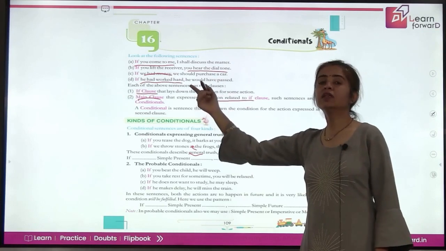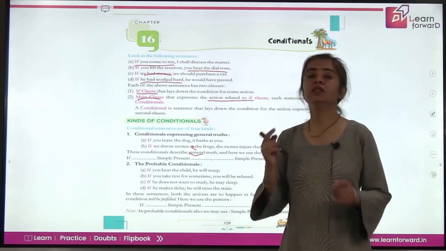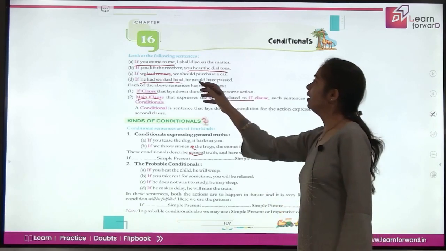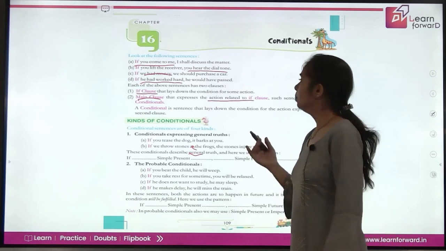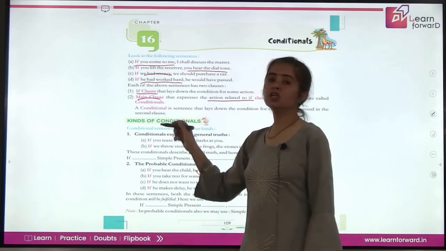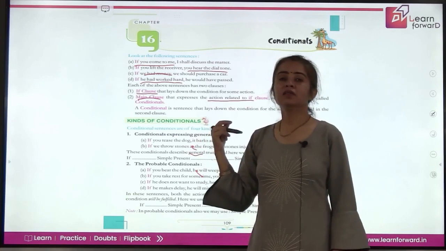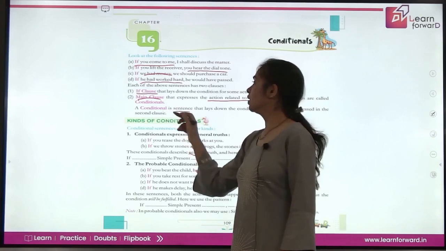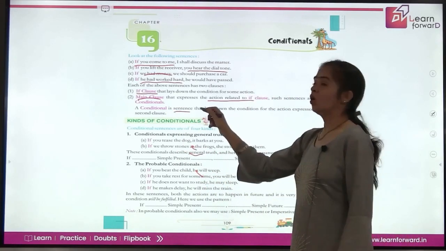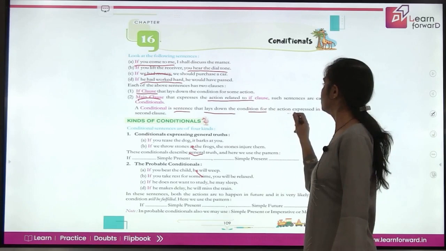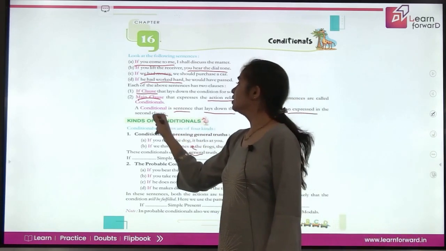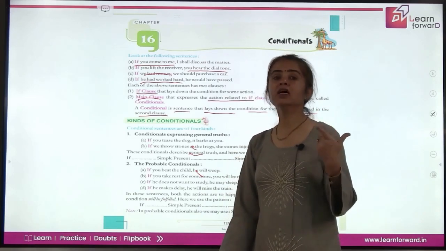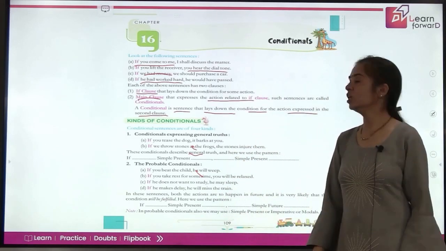So wherever the part of the sentence is starting with if, that is called the if clause. That is the conditional clause also, we call it. And the other part of the sentence is the main clause. Now, a conditional you can call it a sentence, but better to call it a clause because it is a part of a sentence. So a conditional is a clause that lays down the condition for the action expressed in the second clause. So we have two clauses here. First is the main clause, second is the conditional clause.